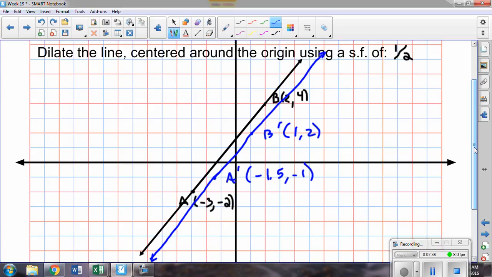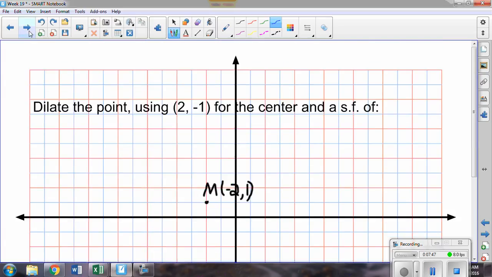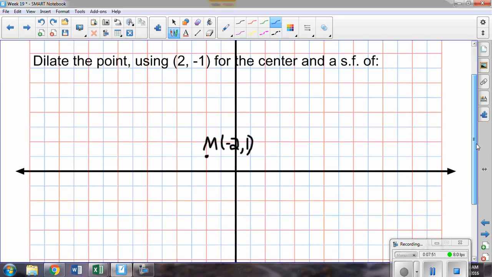Each one of those things was using the origin as the center, which allowed us to take advantage of arrow notation shortcuts. Unfortunately, that will not always be the case. Dilate the point M using +2, -1 as the center for the dilation, and a scale factor of, well, let's just say a scale factor of 2.